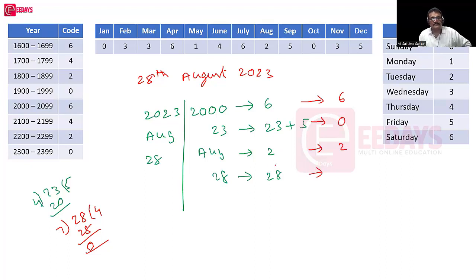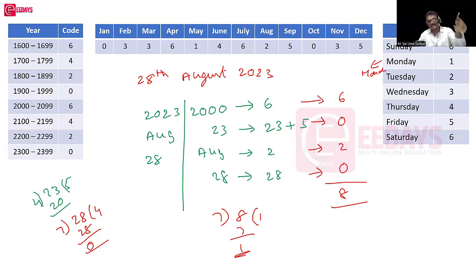And come to this, it is equal to 28. Here this number is more than 7. That's why you need to divide this number with 7. So if you divide 28 with 7, what is the remainder? Remainder is equal to 0. Now you add all the numbers, that is equal to 8. Now check whether this number is more than 7 or less than 7. Here this number is more than 7. That's why you need to divide this number with 7. 1 times 7 and the remainder is equal to 1. So what is the 1? 1 is for Monday. Just cross check this day with the calendar. You will get the same answer. That is equal to Monday.